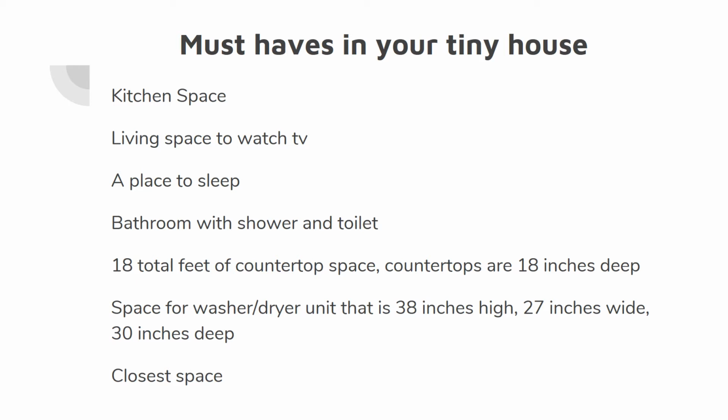You'll need a kitchen space, a living space to watch TV, a place to sleep, a bathroom with a shower and a toilet, 18 total square feet of countertop space. It's important to know that the countertops need to be 18 inches deep, space for a washer and a dryer unit, and we have our dimensions labeled here. We'll come back to that later. Also, we will need closet space.